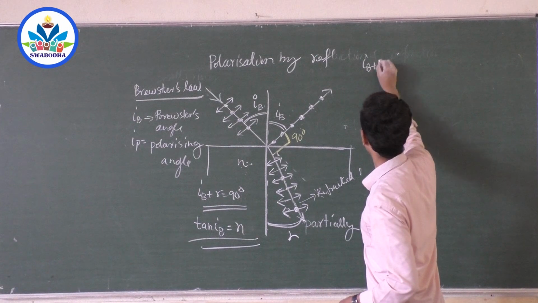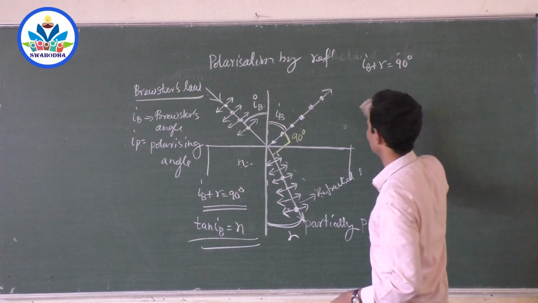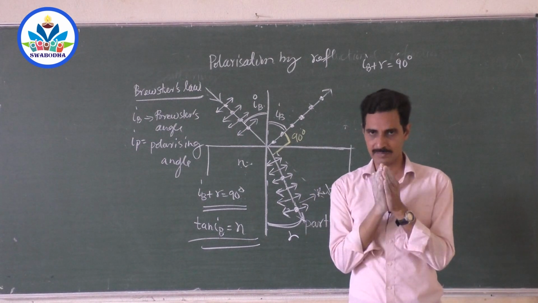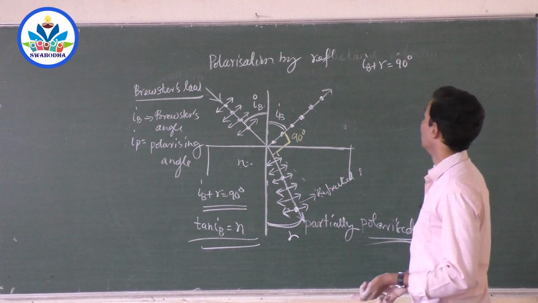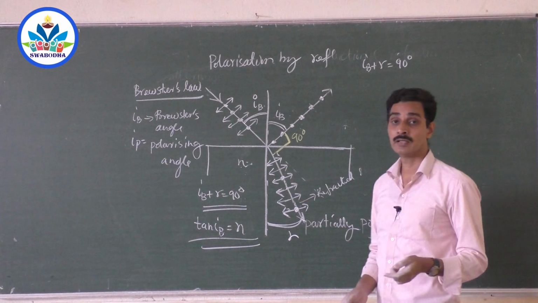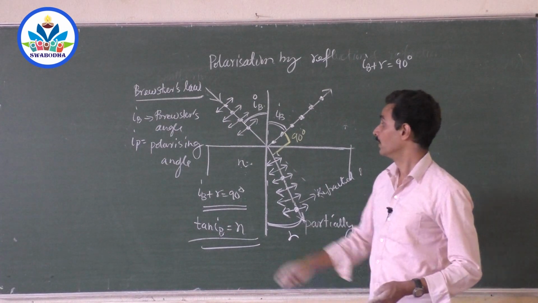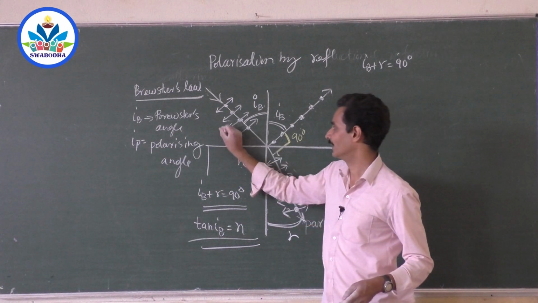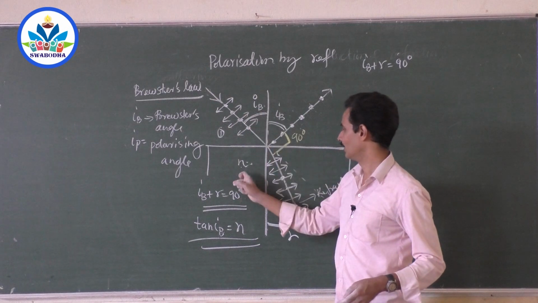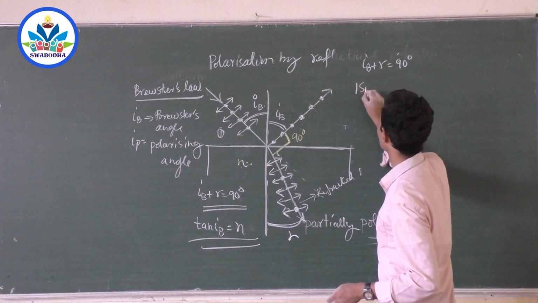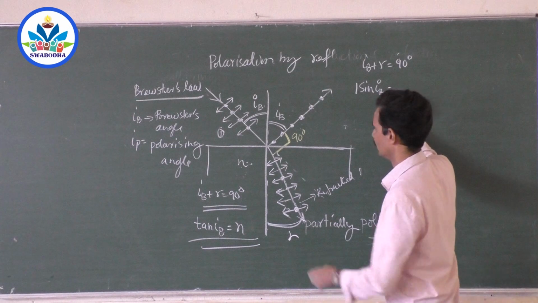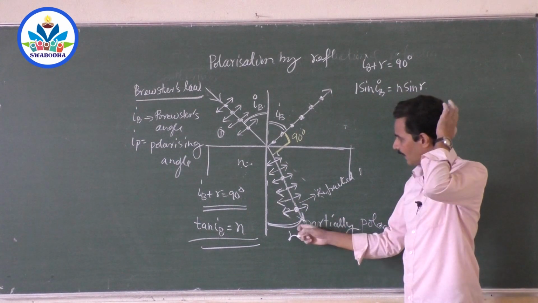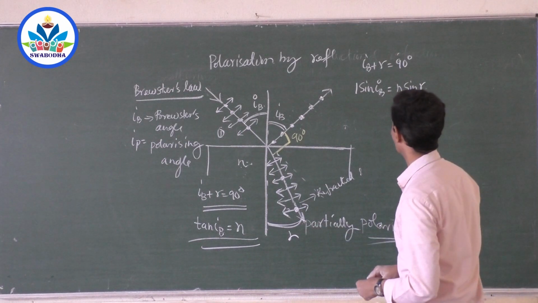IB plus R. At the polarizing angle, the reflected ray and the refracted ray must be perpendicular to each other. We will take that part first. And we will apply Snell's law. You know, N1 sin I is equal to N2 sin R. Here this is R, say. 1 sin I is equal to N sin R. 1 sin IB is equal to N sin angle of refraction. This is the angle of refraction. 1 sin IB is equal to N sin R.